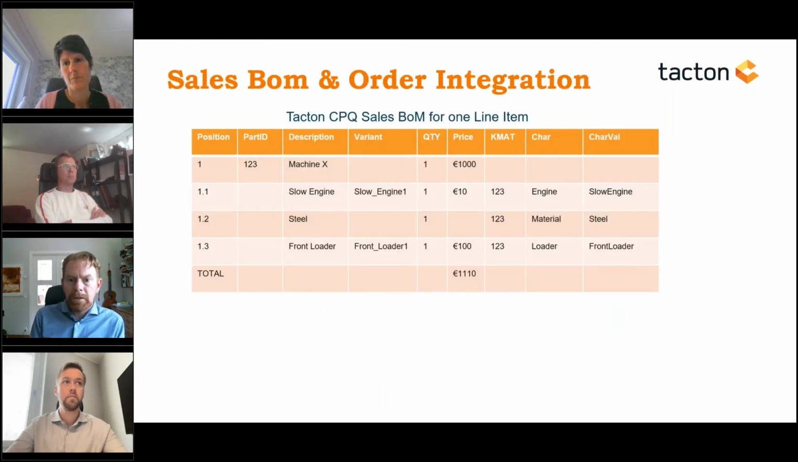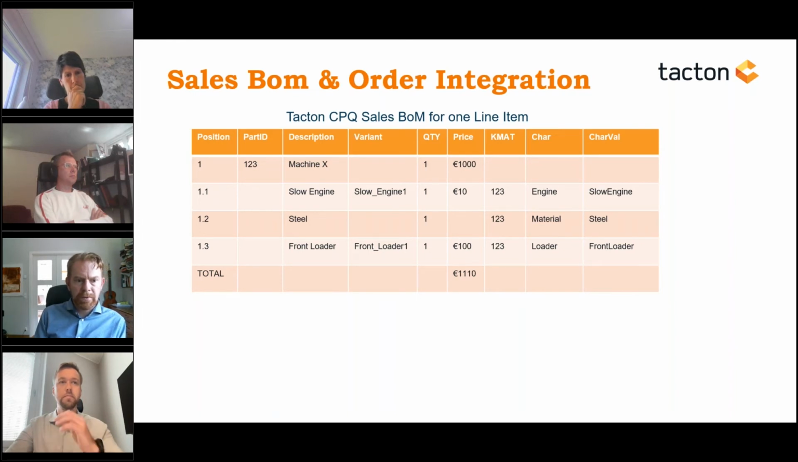An example of how this could look. So for instance, here we have a bill of material created in Tacton. We have a machine X with a part number, which is the KMAT number, 123. It can have a price. We have the positions 1.1 to 1.3, which are characteristics. So we have a slow engine, which is the characteristic value. It's connected to a variant, the slow engine 1 variant. And that combination, slow engine 1 in combination with KMAT 123, will give the price 10. And the steel is not connected to a variant, so it's included in the price.